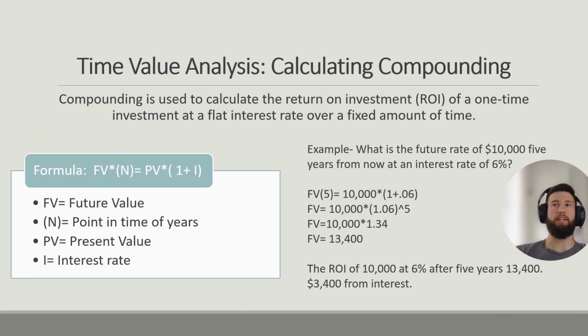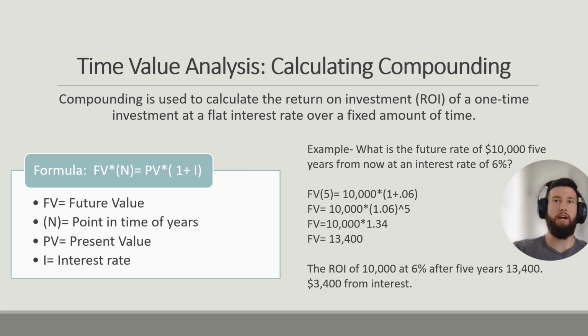Alright, we're going to be talking about calculating compounding. Compounding is used to calculate the return on investment of a one-time lump sum investment, generally subject to an interest rate over a fixed amount of time. So to the left here I have the formula: future value after n years equals the present value times (1 plus i) to the n. To calculate this formula, you have to figure out which year you want to capture, to get the future value of your investment at that point in time.